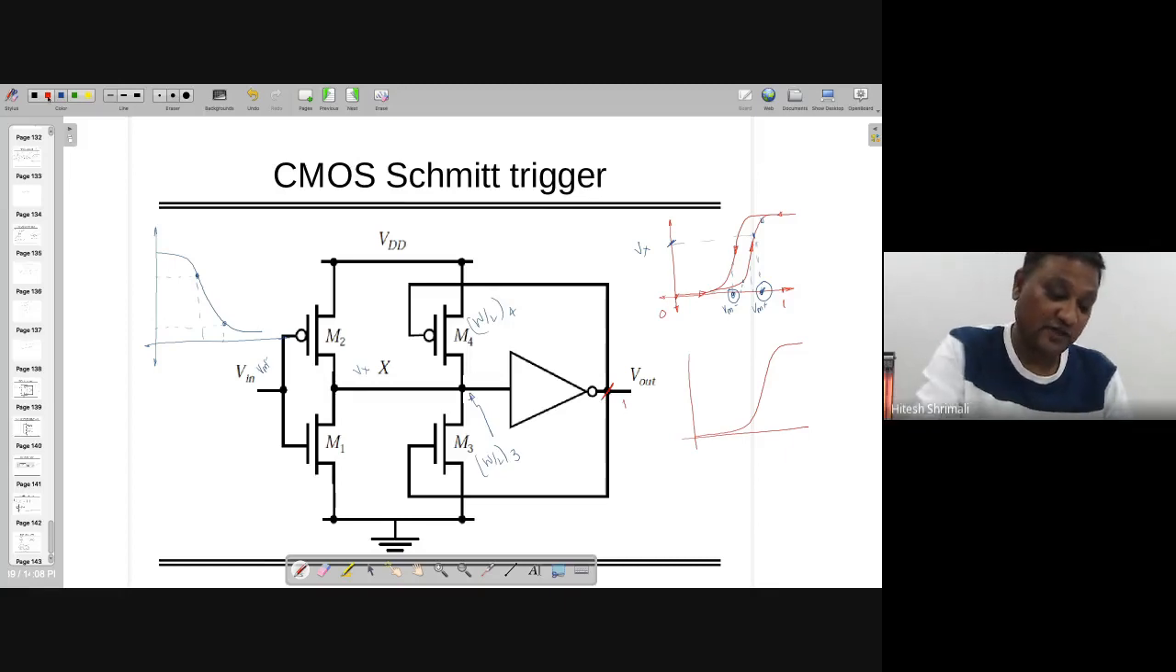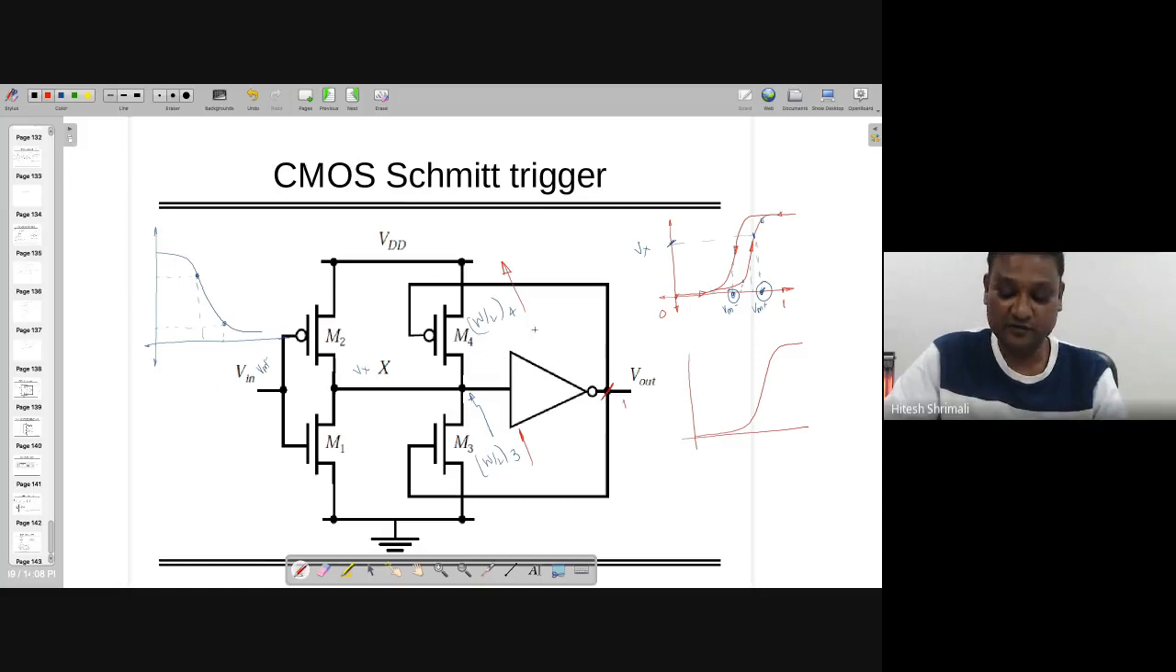So let's assume that they are very big as compared to the W by L of this inverter. In that case, what is going to happen? If this is logic 1, let's assume that near to logic 1, these are very strong. They are not weak. Both are very strong when W by L are very big. In that case, resistance is very small, right? So if resistance is small, they will quickly charge or discharge this node.